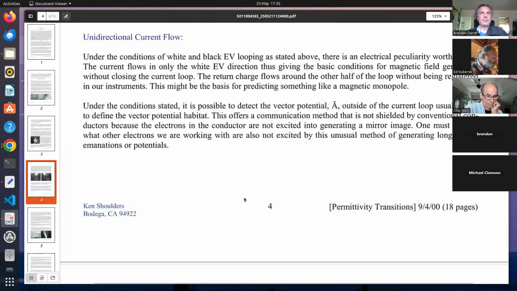Under the conditions stated, it is possible to deflect the vector potential A outside of the current loop, usually used to define the vector potential habitat. This offers a communication method that is not shielded by conventional conductors, because the electrons in the conductors are not excited into generating a mirror image. One must wonder what other electrons we are working with are also not excited by this unusual method of generating longitudinal emulations or potentials.